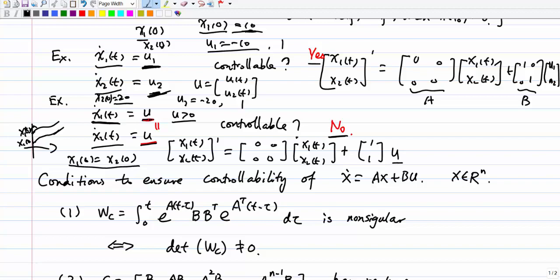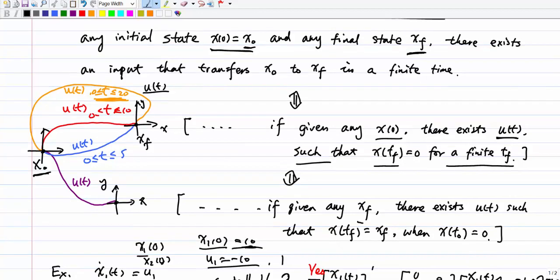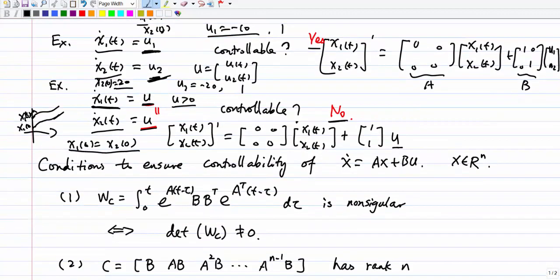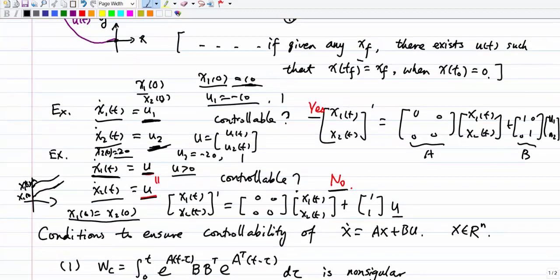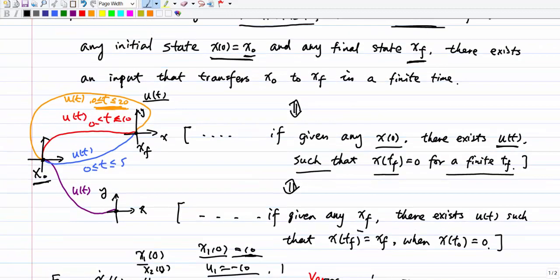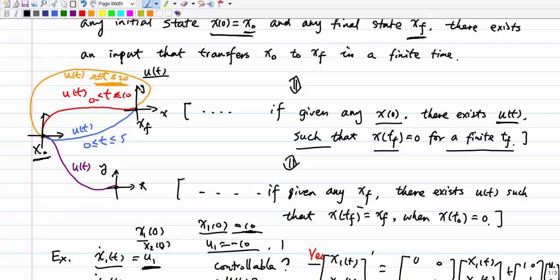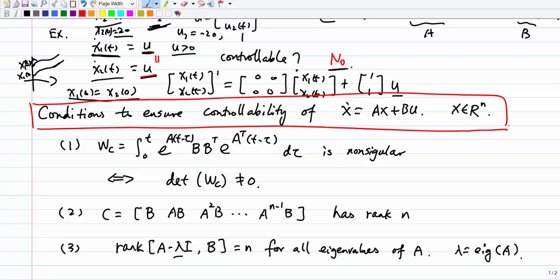Okay, so because using the definition is a little hard for checking whether a linear system is controllable or not, it's important to look at the conditions that guarantee the system is controllable. Those conditions are typically easier to check than the original definition. There are 3 different conditions to ensure the controllability of a linear time invariant system, assuming the dimension of the state is n.